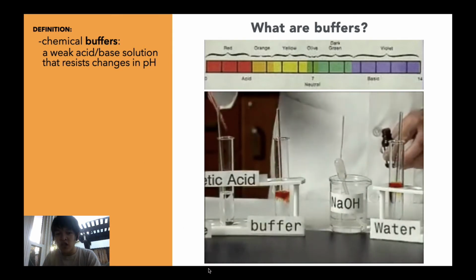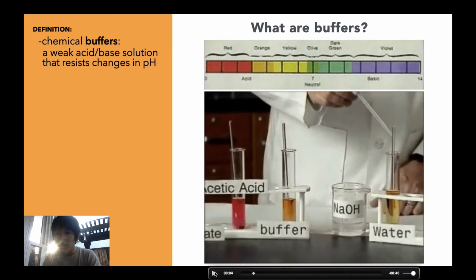So he's adding a pH indicator. And before he adds the base, just take a look at the colors. The water is slightly yellow, the buffer is a little bit orange, and the acetic acid is red. As he's adding the strong base, the NaOH, it should start shifting it towards the purple part of the spectrum, because it is a strong base. And look what happens.